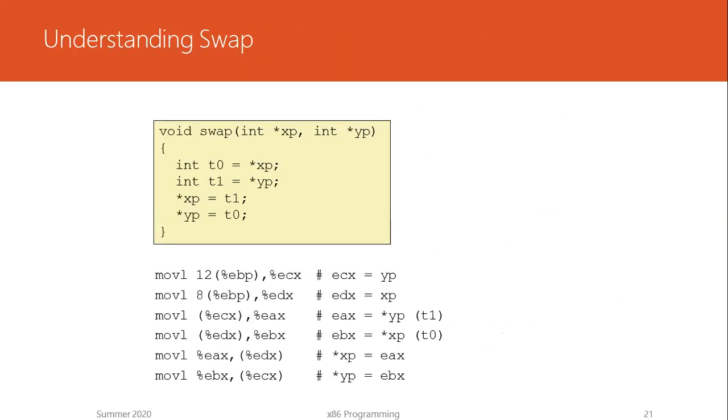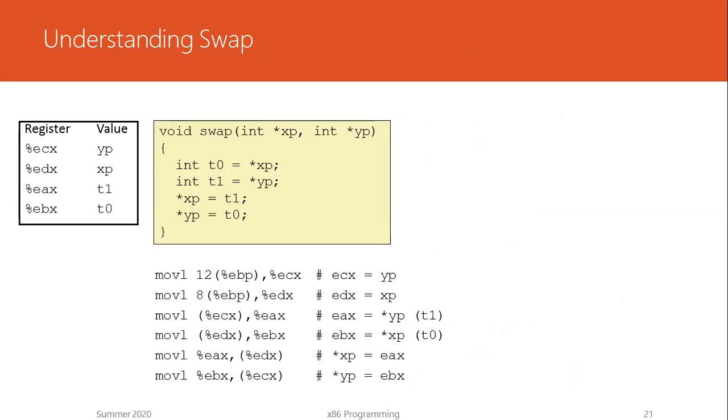So let's see how stack works. Let's go step by step. So this is our swap function from the previous slide and the body that we are going to focus for now. So this is the mapping of registers to variables that is performed by the compiler. So compiler chooses this mapping plan, okay? According to this mapping, YP happens to map into ECX and XP is mapped into EDX. T1 and T0 are mapped into EAX and EBX respectively.